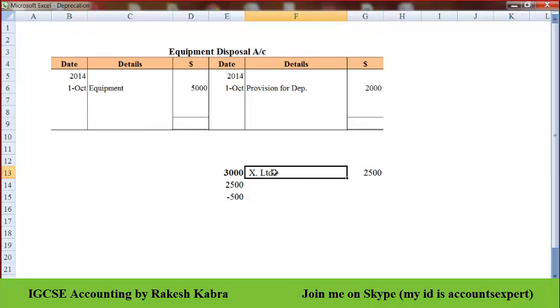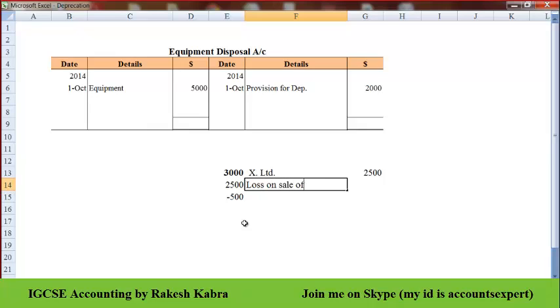So X Limited is what? Accounts receivable. As accounts receivable is our asset, because I sold and he didn't pay money, he will pay later on. It means the company X Limited is accounts receivable. So increase in accounts receivable is a debit. And I sold that equipment for 2,500, so I have to recover 2,500 from X Limited. So X Limited debit 2,500. And there is a loss of 500, isn't it? Loss will be debited.